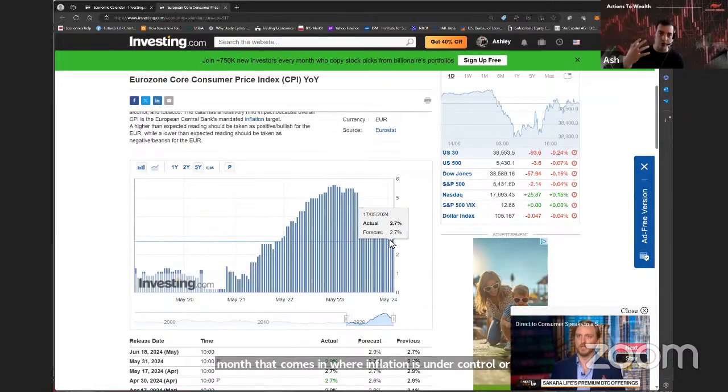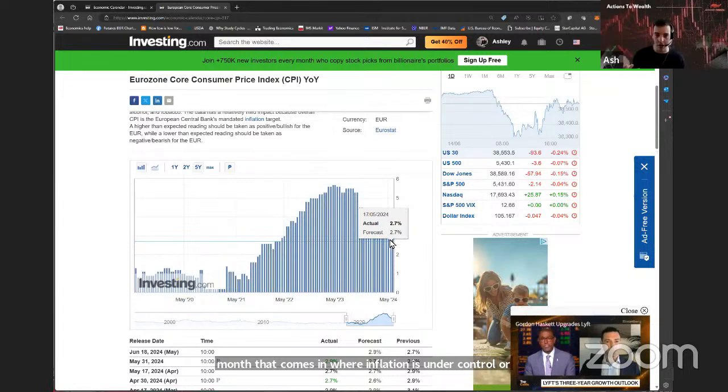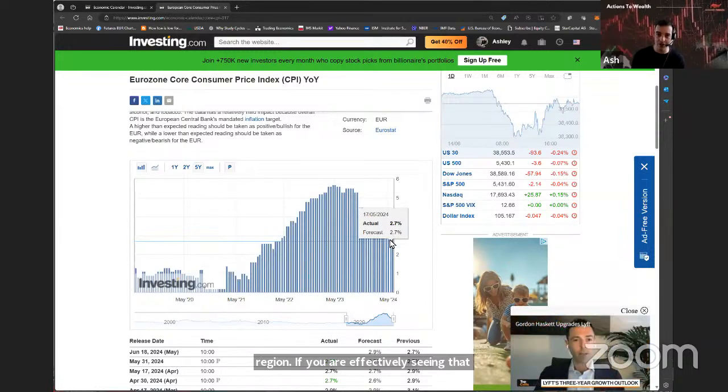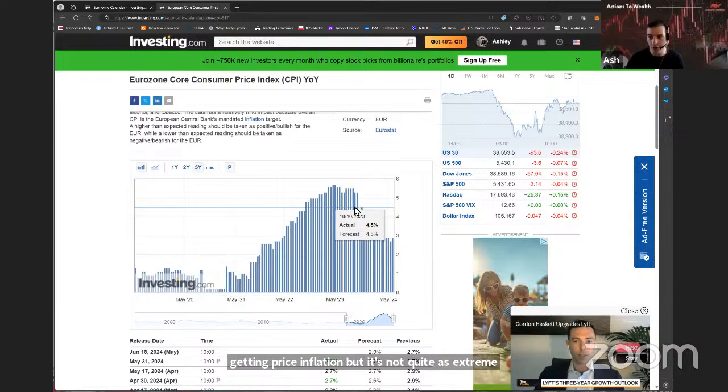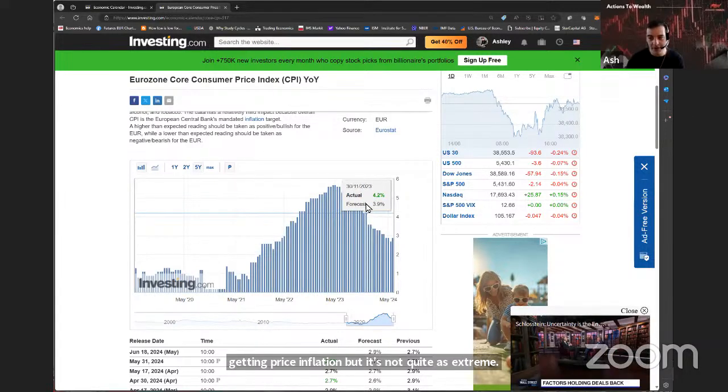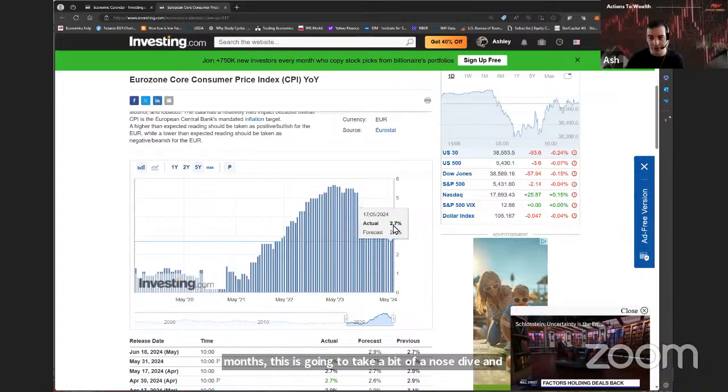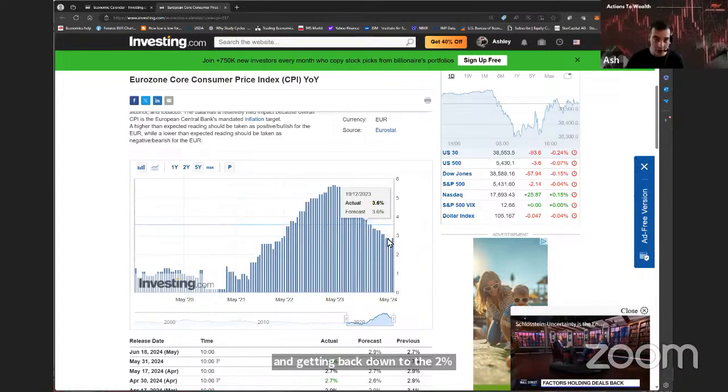Now, if these are high, then every month that comes in where inflation is more under control, so you can look at WTI, you can look at food prices and everything else in your region. If you are seeing that inflation is less of an issue, so you're still getting price inflation, but it's not quite as extreme, that's suggesting that over the next 6 months, this is going to take a bit of a nosedive, and getting back down to the 2% target looks very likely.